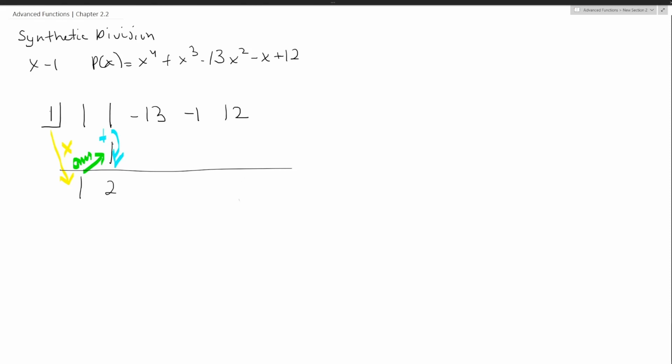So let's do that. 1 times 2 is 2. Negative 13 plus 2 is negative 11. We're good there? Now we do 1 times negative 11, which is negative 11. Negative 1 plus negative 11 is negative 12. Now negative 12 times 1 is negative 12. So 12 plus negative 12 is equal to 0.